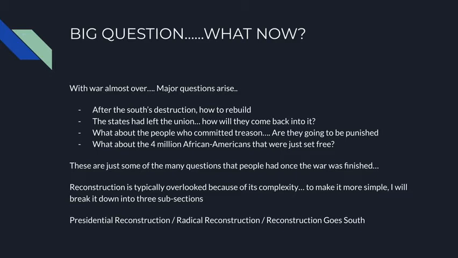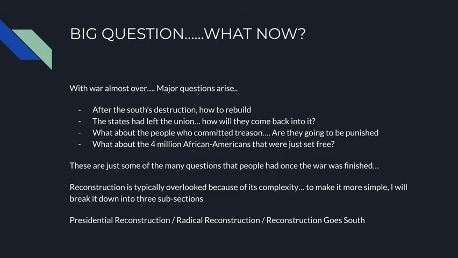All right, so how do we rebuild these southern states that have been utterly destroyed by war? The states that left the Union, how will they come back into it? They're a bunch of traitors who committed treason. How are we going to bring them back into the Union? What about the people who committed that treason? Are they going to be punished, such as Jeff Davis, Robert E. Lee, Alexander Stephens, these leaders of the Confederacy? Are they going to be put in jail? Are they going to be sentenced to death for treason? What's going to happen with them?